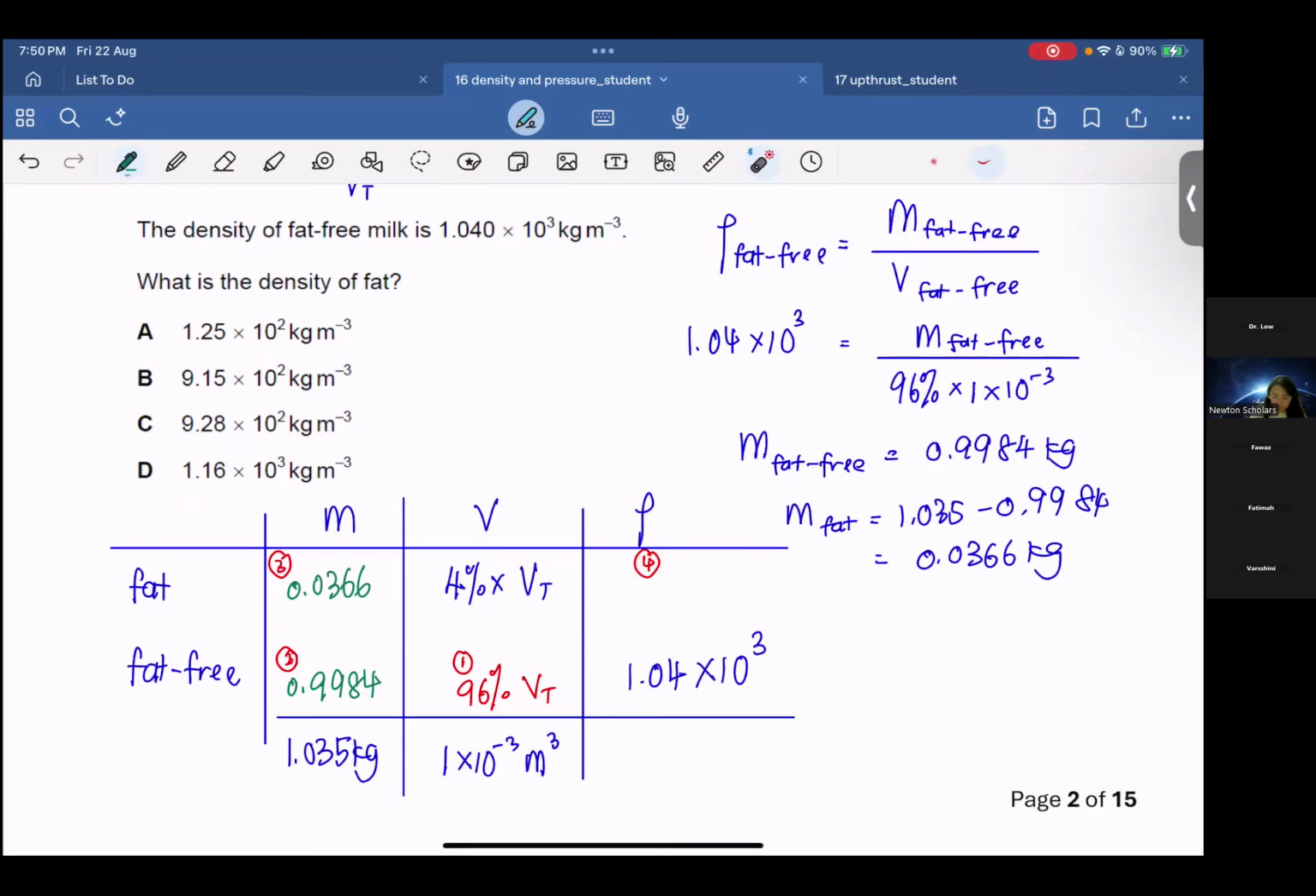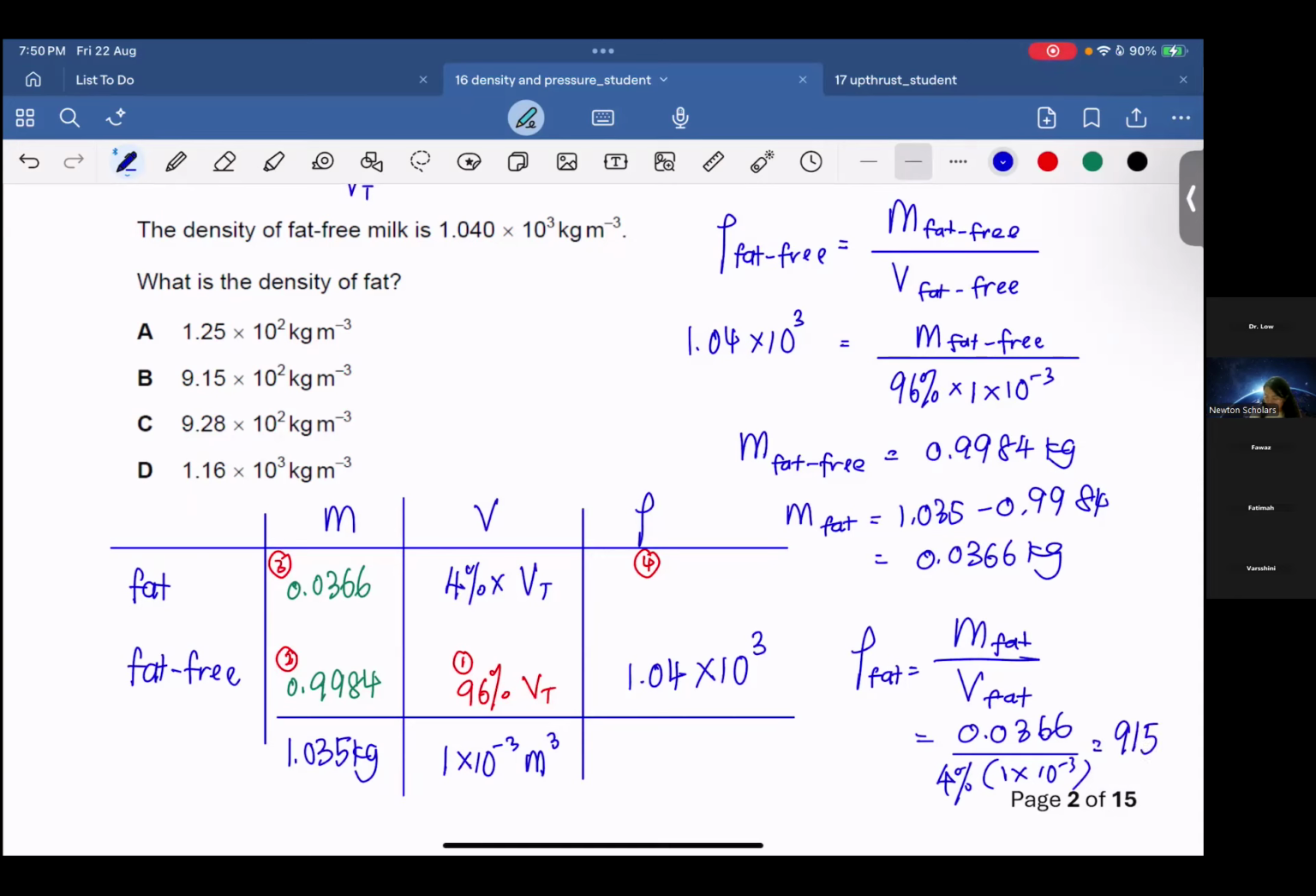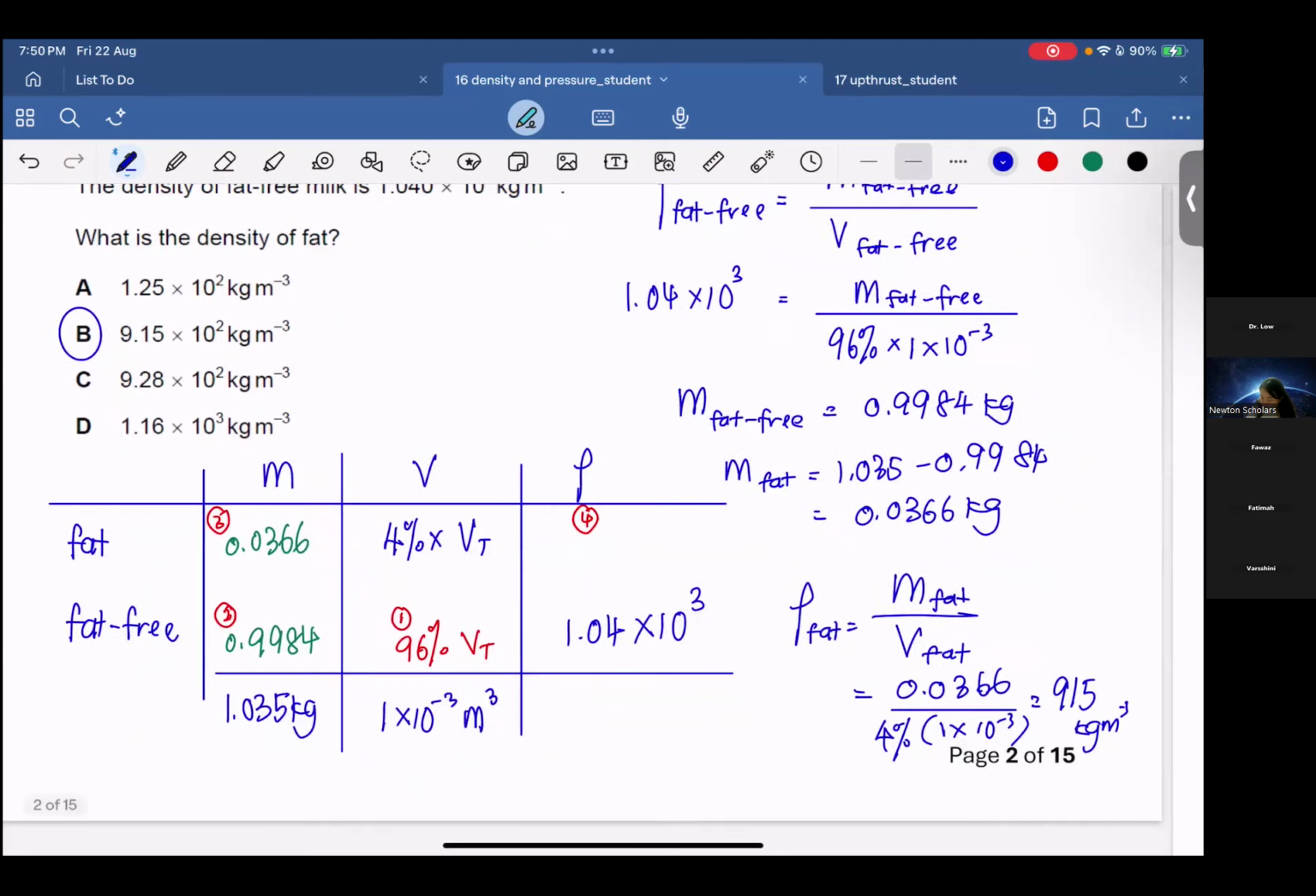How to find the density? The density for the fat is the mass for the fat divided by the volume of the fat. So here the mass is 0.0366 divided by the volume, which is 4% of the total, 1 times 10 power of negative 3. So here, our answer should be 915 kg per meter cube. Our answer will be B.